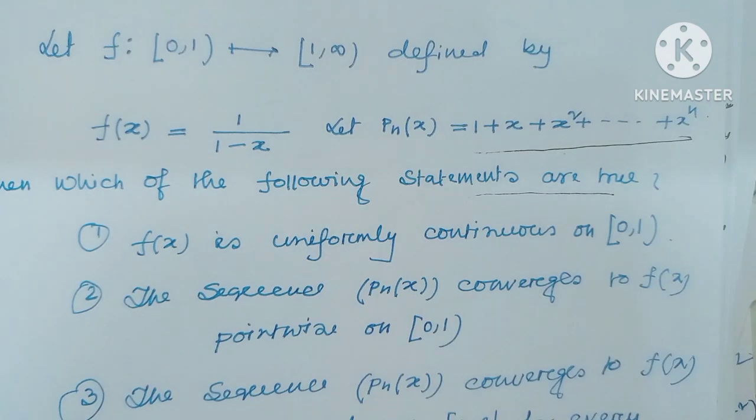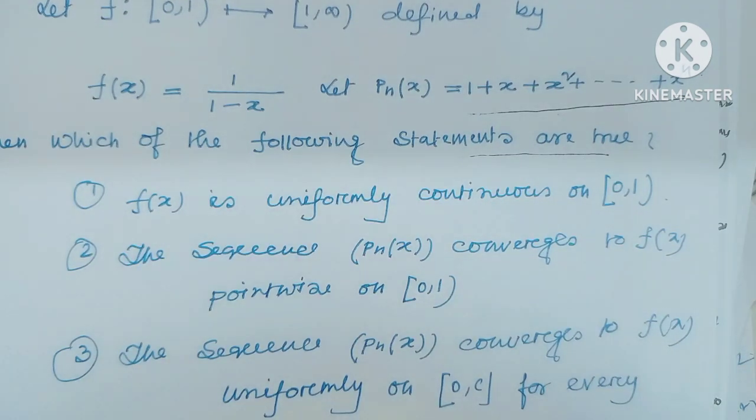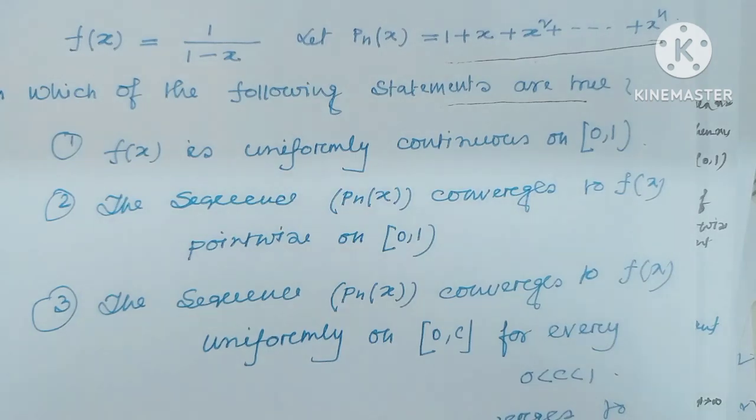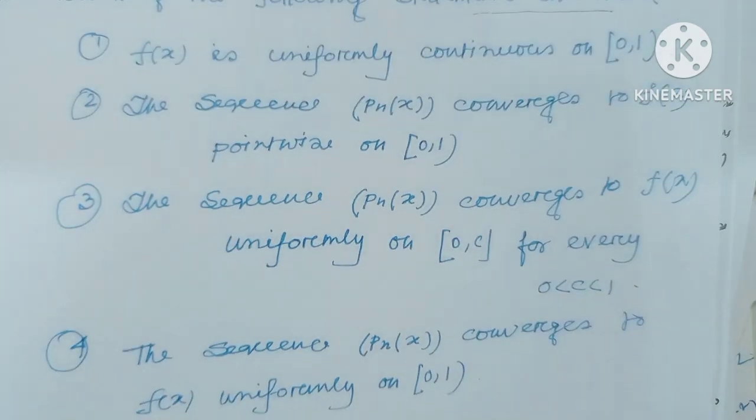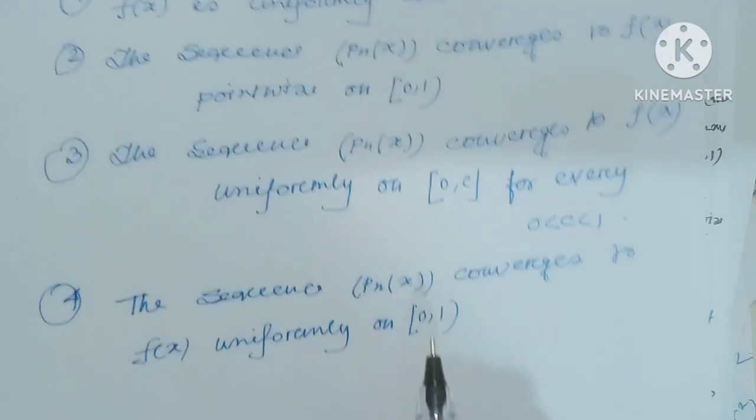Option 2: the sequence Pn(x) converges to f(x) pointwise on [0,1). Option 3: the sequence Pn(x) converges to f(x) uniformly on [0,c] for every 0 < c < 1. Option 4: the sequence Pn(x) converges to f(x) uniformly on [0,1).